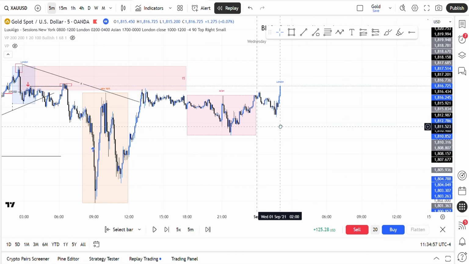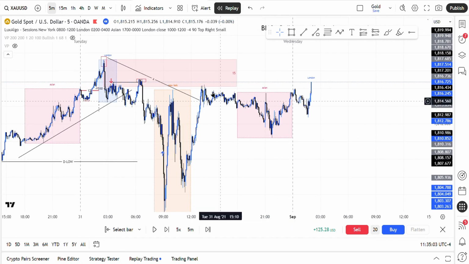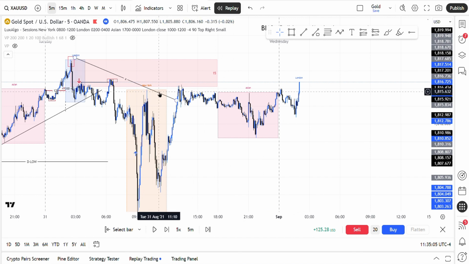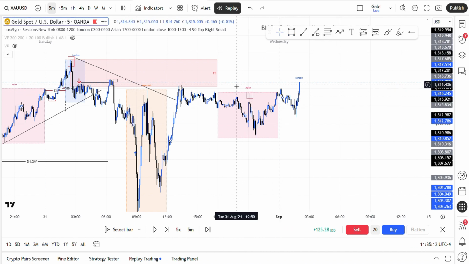This is Wednesday. We come in at the London session, and I want to know who's in control right now. Read the price. We took out this highs, then we are going lower. This was an inducement to go lower. Another inducement to put a break of structure. So buyers are in control right now.